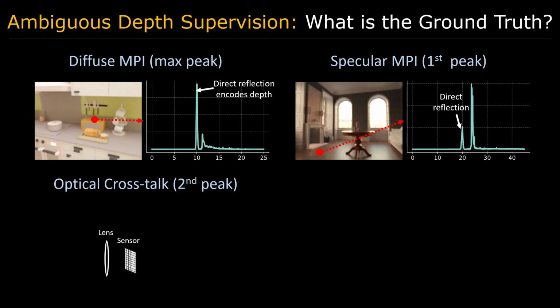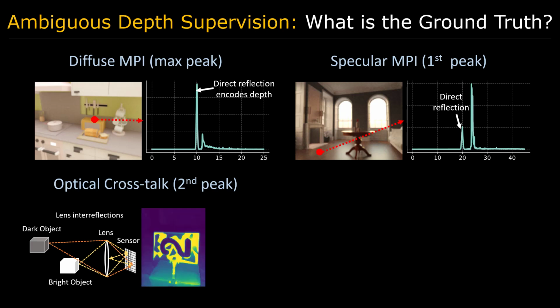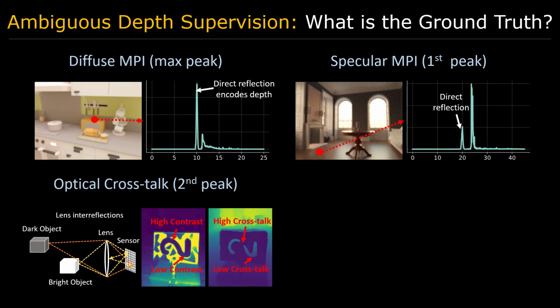Alternatively, consider optical crosstalk. Optical crosstalk can arise when you have a bright object near the sensor and a dark object farther away. Due to lens interreflections, the signal from the bright object may leak into the dark object pixels. In a real-world scene, this will often happen in high-contrast regions at depth discontinuities. The high-contrast regions will experience high crosstalk, leading to incorrect depth estimates.